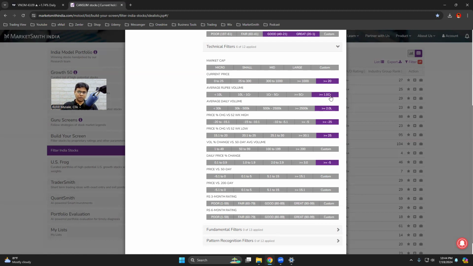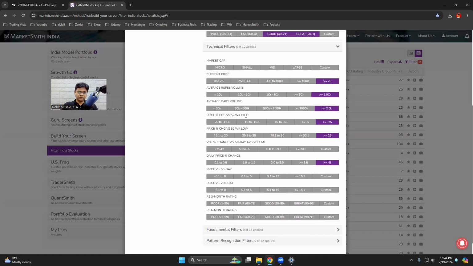should be more than 1 crore rupees. Okay, 1 crore is 10 million rupees. The average daily volume should be more than or equal to 200,000 shares. So this is 2 lakh shares. These three filters ensure that I am not getting into penny stocks and I'm only buying liquid stocks. It is easy for me to glide in and glide out of these stocks.